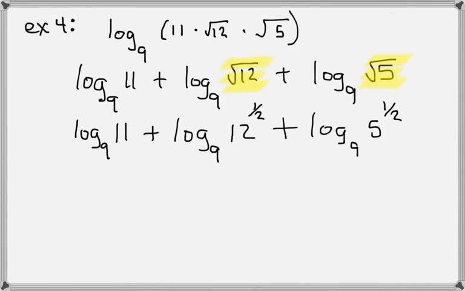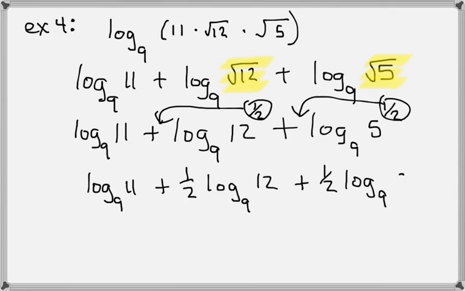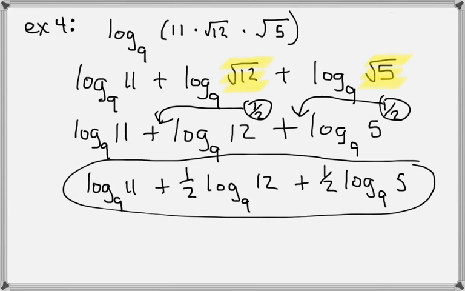So we can take that 1/2 and move it out front of the log, and take that 1/2 and move him out front as well, based off of the power property. So we have a log base 9 of 11 plus move that 1/2 out front, log base 9 of 12, and plus move that 1/2 out front, log base 9 of 5. And this would be your final answer.